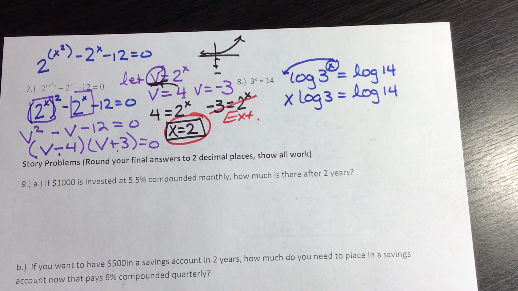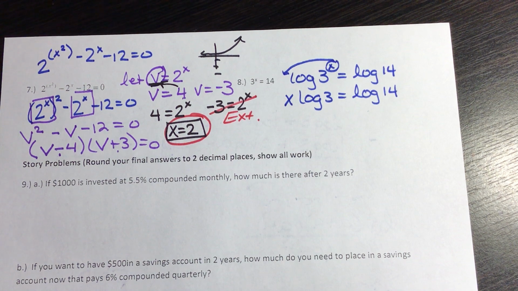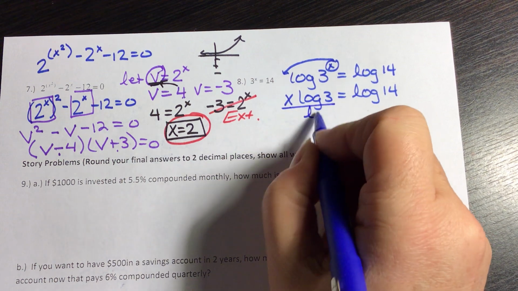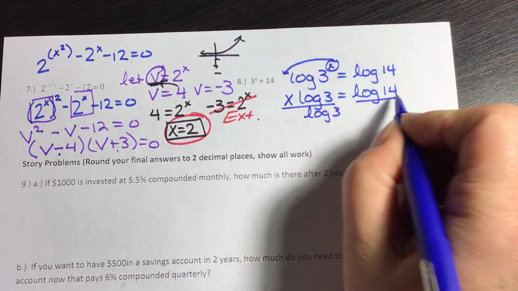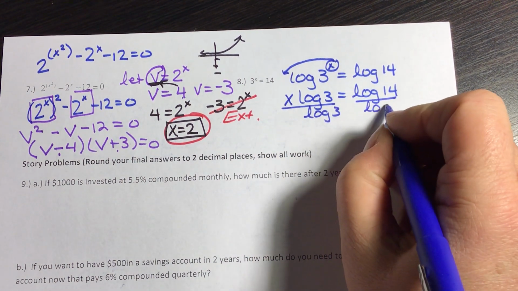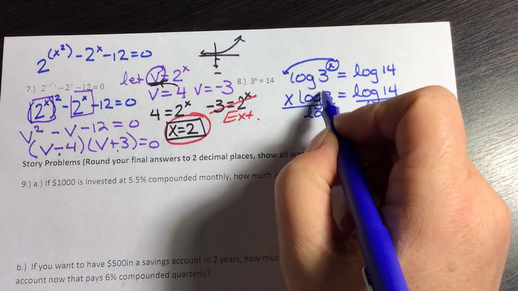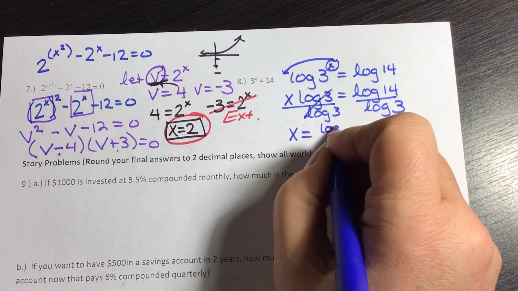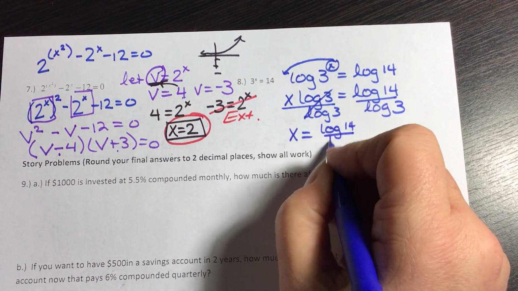And that could have been log or natural log. It doesn't matter if you use log base 10 or natural log base e. You're going to get the same answer. All right. To get x by itself, I need to divide by log 3 on both sides. So x is log 14 over log 3.